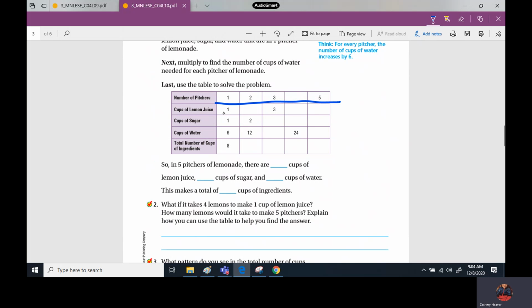So, 1, she uses 1 each time. So this is going to be simple. It's going to be 1. If she makes 2 pitchers, she's going to use 2. 3 pitchers is going to be 3. 4 pitchers is going to be 4. And 5 pitchers is going to be 5.